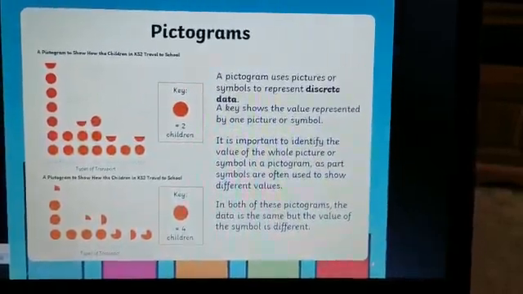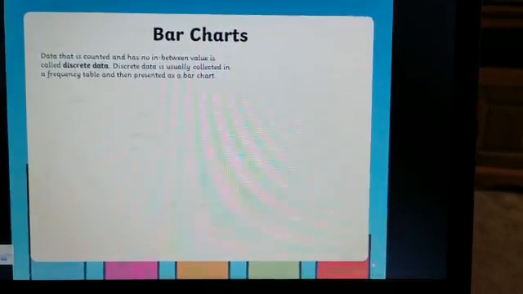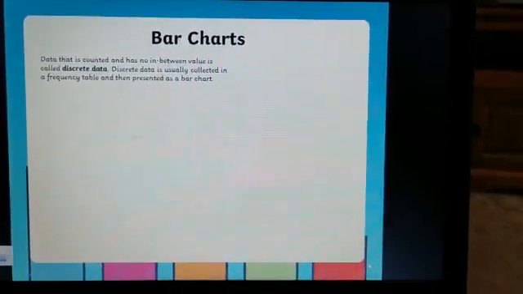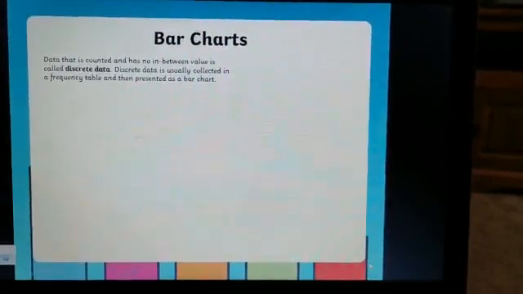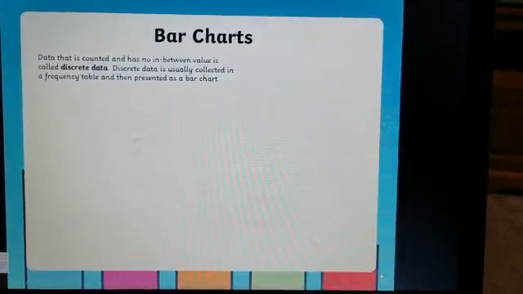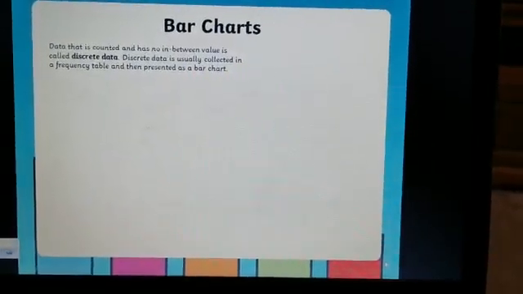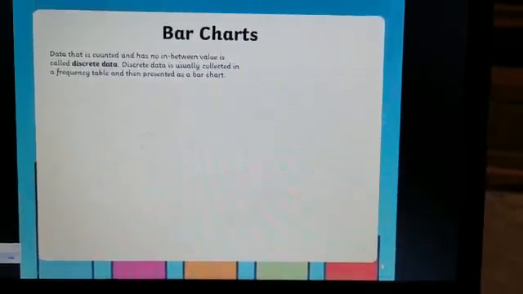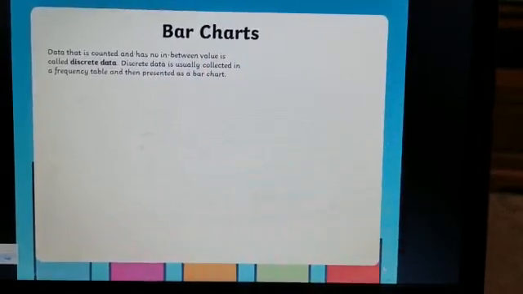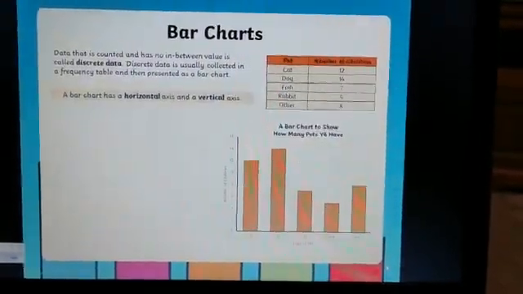The next one we're going to look at are bar charts. Now you've probably come across bar charts before, because one thing that we use with bar charts is tally charts as well, and I will go over those shortly in a moment as well. So again, bar charts are used to collect discrete data that is counted and has no in-between value. So it's usually collected in a frequency table and then it's presented as a bar chart. So let's have a look.